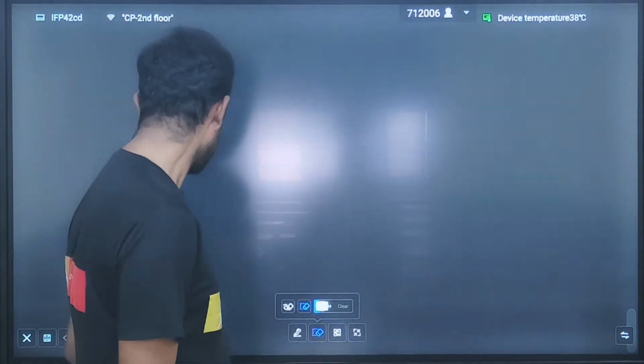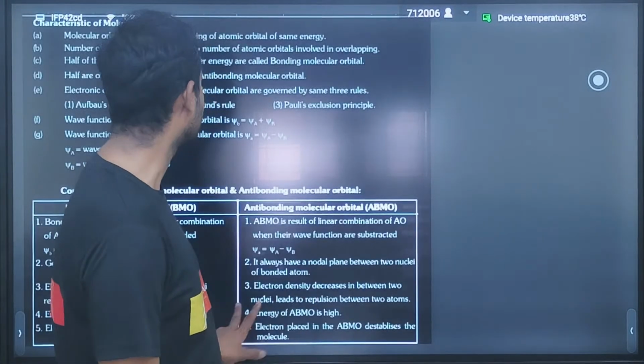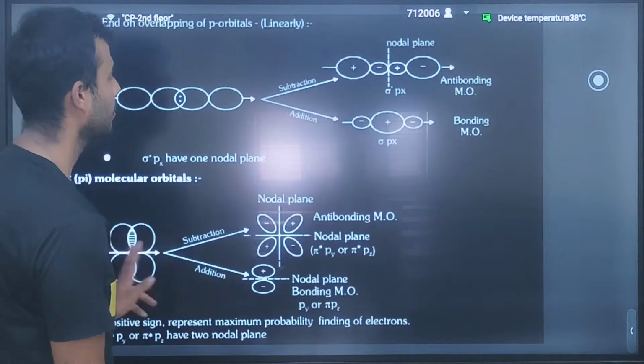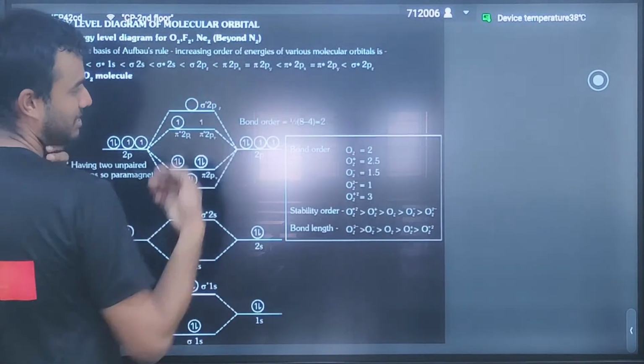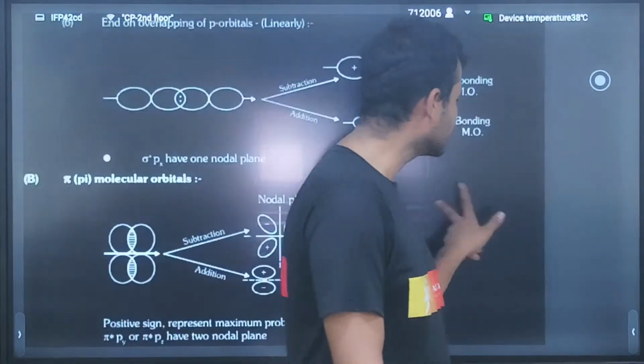Let's write the order. Look here. I said now sigma 2pz, pi star, then after pi star, sigma star. Very simple. Go with your oxygen, you will get the answer.